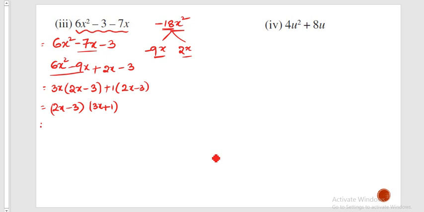Now what are the zeros of this particular polynomial? So I can say 3 by 2 comma minus 1 by 3. If I make this equal to 0, x is equal to 3 by 2. If I make this equal to 0, I will get minus 1 by 3. So from this, 3 by 2 and minus 1 by 3 are the zeros.